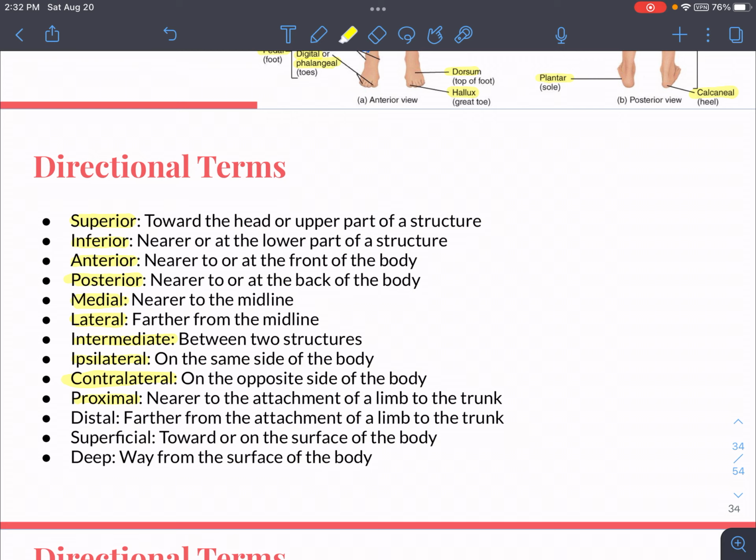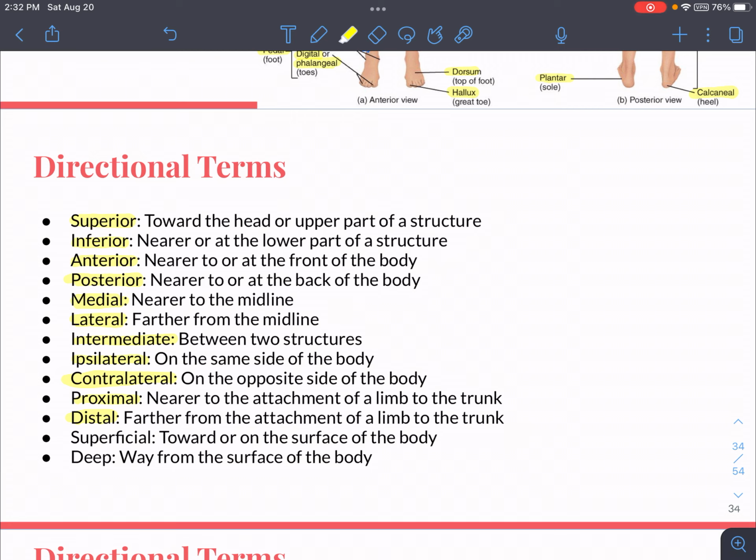Distal is further away from. So my fingers are distal to my elbow. My fingers are further away from my trunk or my body than my elbow is. My elbow's closer than my fingers.